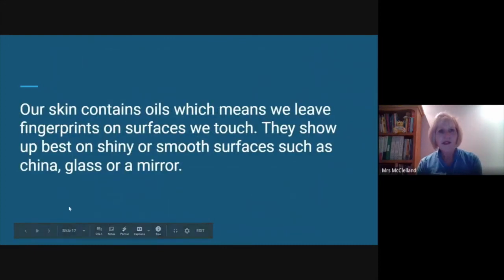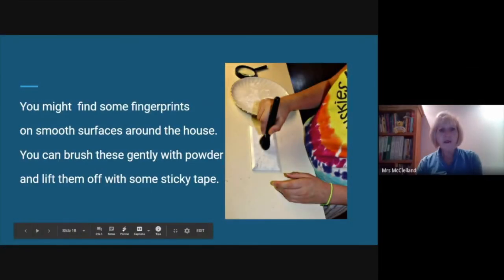Our skin contains oils, which means we leave fingerprints on surfaces we touch. I bet your mum's criticised you for doing that before. They show up best on shiny or smooth surfaces such as china, glass, or a mirror. So you may have left fingerprints on something shiny like a mirror or the windows at home, and somebody's had to clean them off. You might find some fingerprints on smooth surfaces at home. There might be one on the fridge door or the sweetie cupboard door. You can brush these gently with powder and then lift them off with some sticky tape. See who's been there before you.